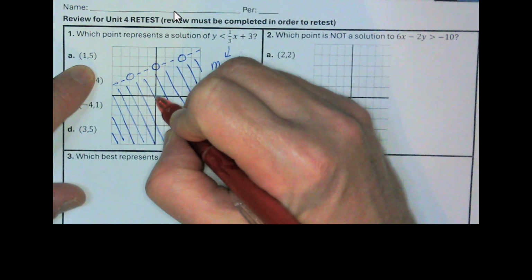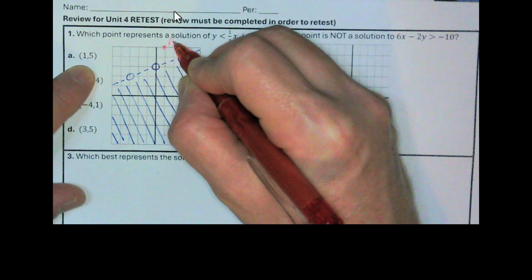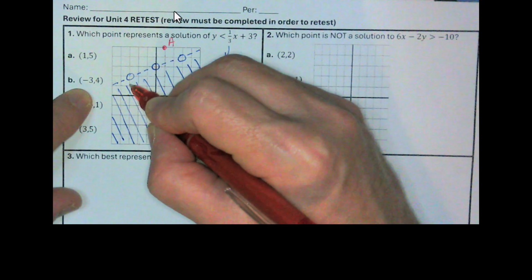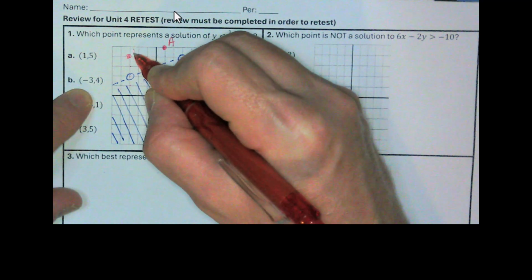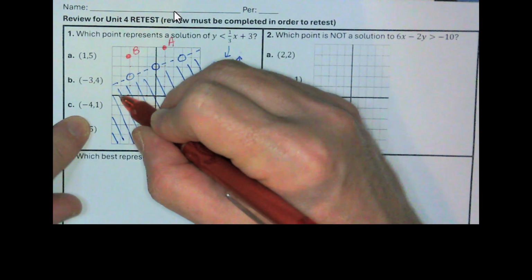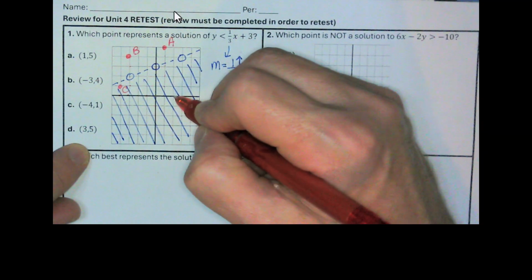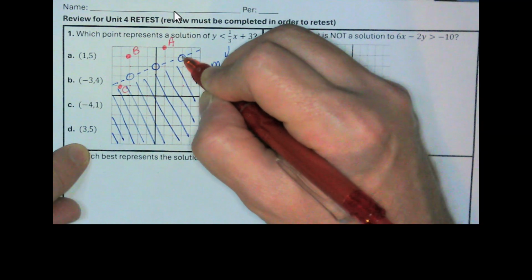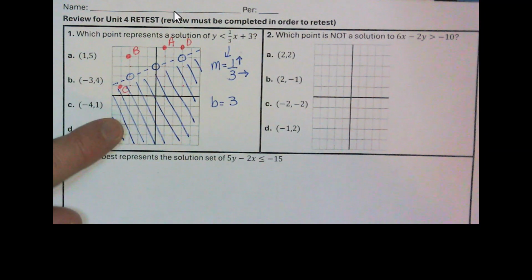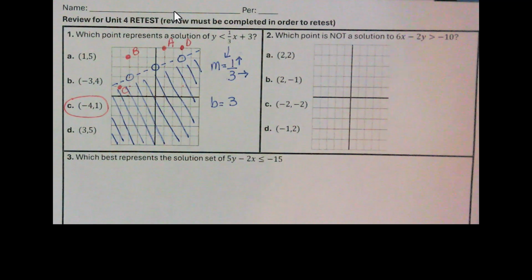So let's start with point 1, 5. So 1, then 1, 2, 3, 4, 5. That's point A. Then point B is negative 3, 1, 2, 3. And then 1, 2, 3, 4. This would be point B. And then point C, negative 4, 1, then 1, 2, 3, 4, and then up 1. So this would be C. And then we have 3, 5. So 1, 2, 3, then 1, 2, 3, 4, 5. So this would be point D. Very good. Now that we see the points, we see that point C is the only one in the shaded region. So we know for sure that that's our answer.